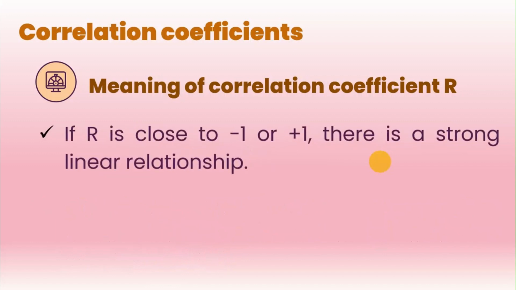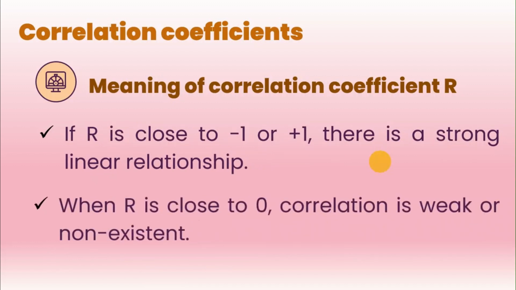If R is close to -1 or +1, there is a strong linear relationship. When R is close to 0, correlation is weak or non-existent.